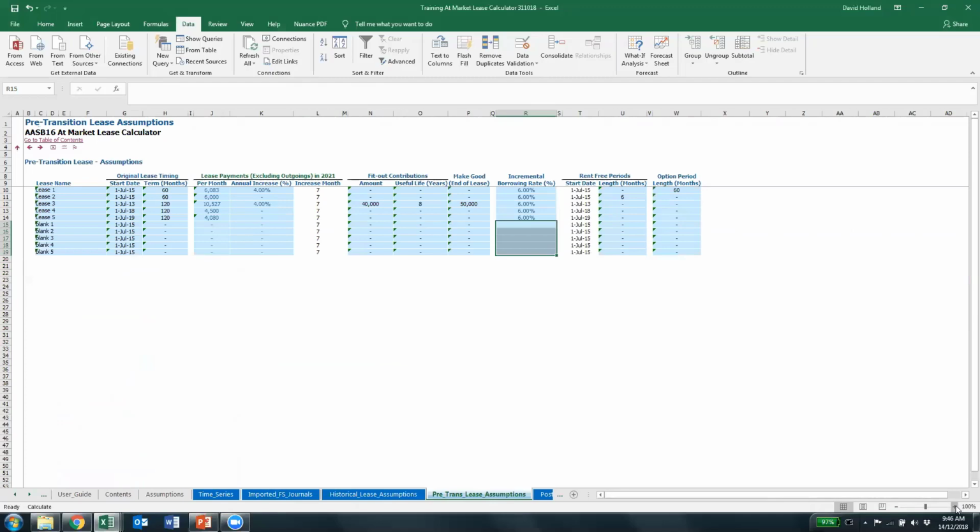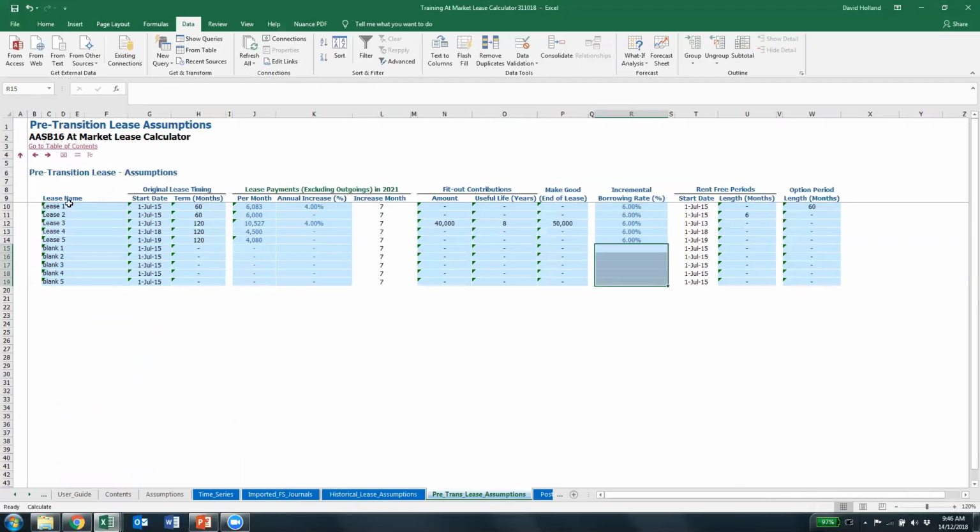The next very important issue that you need to see is that some of these cells are formalised. These are pre-transition lease assumptions. So because it's a 10 lease spreadsheet, it can bring through up to 10 leases from your transition spreadsheet. It's formalised for the name to come through, formalised for the start date to come through, it's formalised for the term to come through. It hasn't been formalised for these areas, and I'll get back to that. It's formalised for the make good and the fit out.